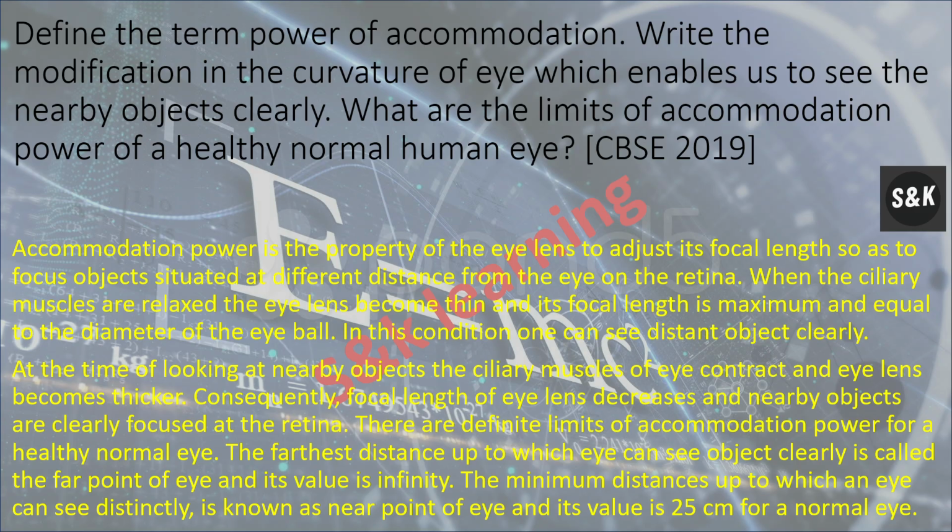At the time of looking at nearby objects, the ciliary muscles of the eye contract and the eye lens becomes thicker. Consequently, the focal length of the eye lens decreases and nearby objects are clearly focused on the retina. There are definite limits of accommodation of the eye, of a healthy normal eye.